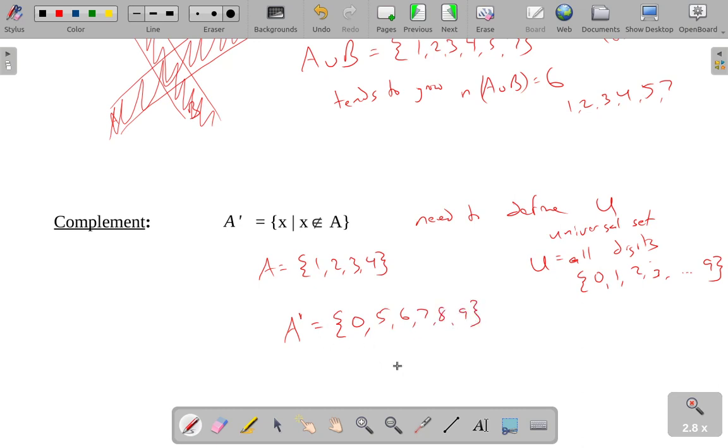So A complement is everything that's not in A, but again, in order to talk about everything that's not in A, you have to have some sort of upper limit, because sets really could be talking about anything. I could have letters in there. I could have words. I could have anything I really wanted to, and so U gives us some sort of limitation.